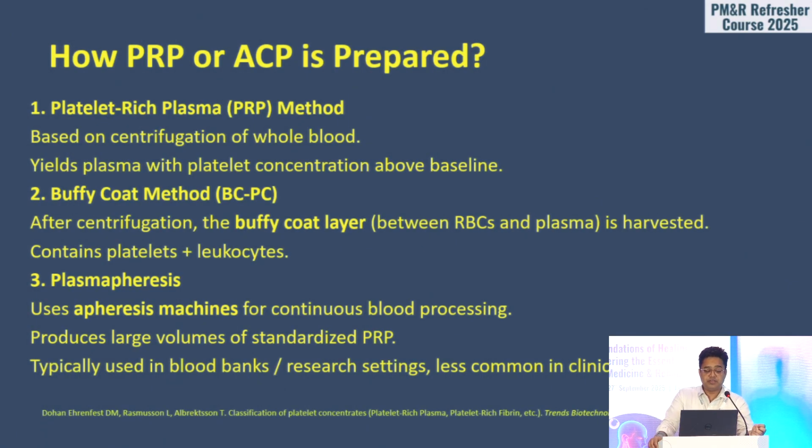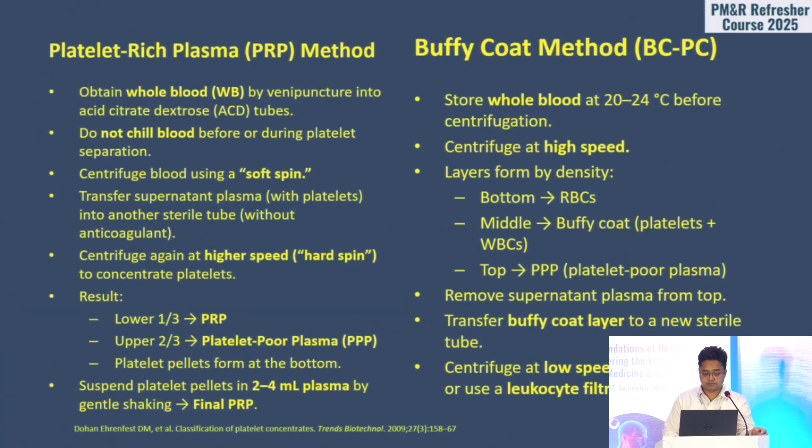Now, how is PRP prepared? The PRP method is simple, based on centrifugation of the whole blood, and yields plasma with platelet concentration above baseline. Second is the Buffy coat method. After centrifugation, the Buffy coat layer is harvested, containing platelets and leukocytes. And third is plasmapheresis. It uses an apheresis machine for continuous blood processing and produces a large volume of standardized PRP, typically used in blood bank and research settings, less common in clinical practice.